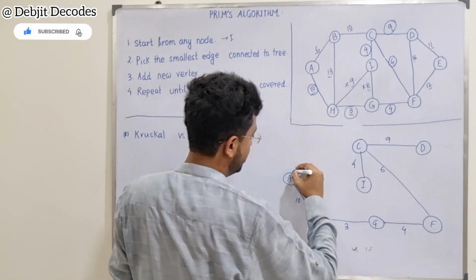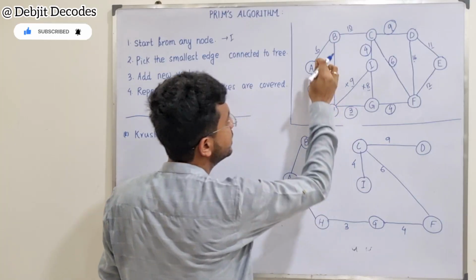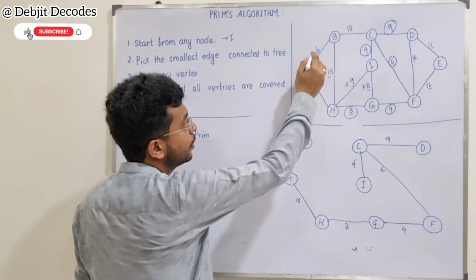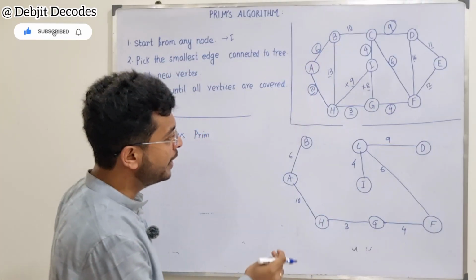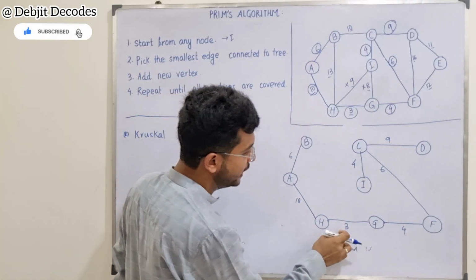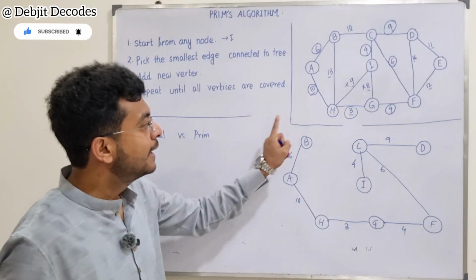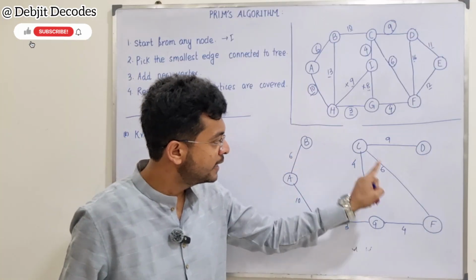6 is the smallest. So we take this one, because now we can consider 6 because A is already included. So we consider this one, and this is not forming any cycle. Right? So see how many edges are there? 1, 2, 3, 4, 5, 6, 7. There are total 9 nodes. 1, 2, 3, 4, 5, 6, 7, 8.